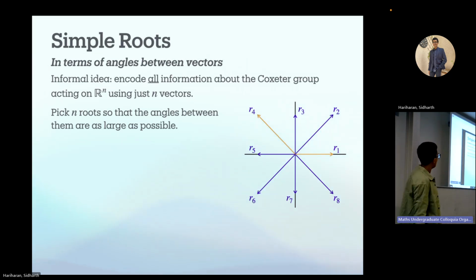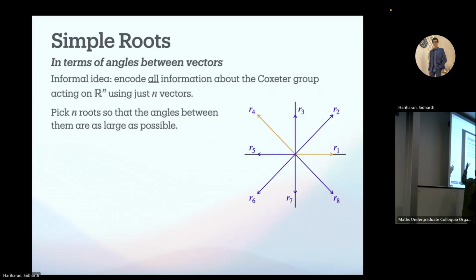So if you pick R1 and R4, okay, that's why I numbered them, so that I can remember. If you pick R1 and R4, then these are 2 vectors. And actually, the angle between them cannot possibly get any larger. Well, you want them to also be linearly independent.